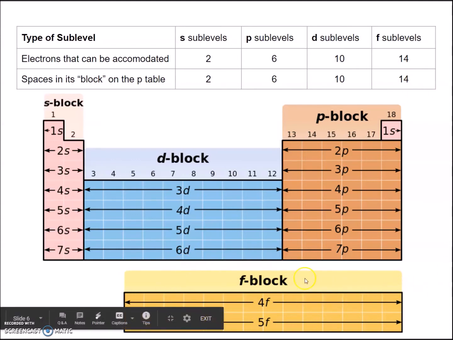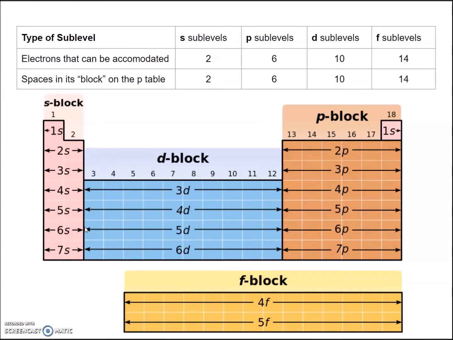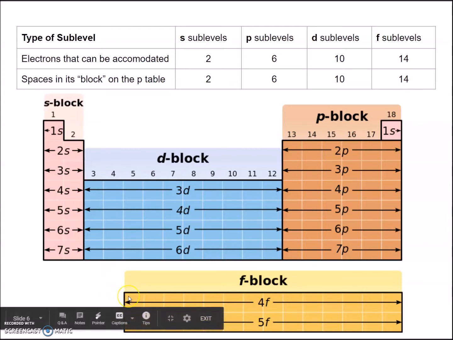Now, the F block is also known as the inner transition metals, and because inserting it into the periodic table would cause the table to be really wide and really short, normally people just draw an arrow and say, hey, that's where the F block would be inserted.